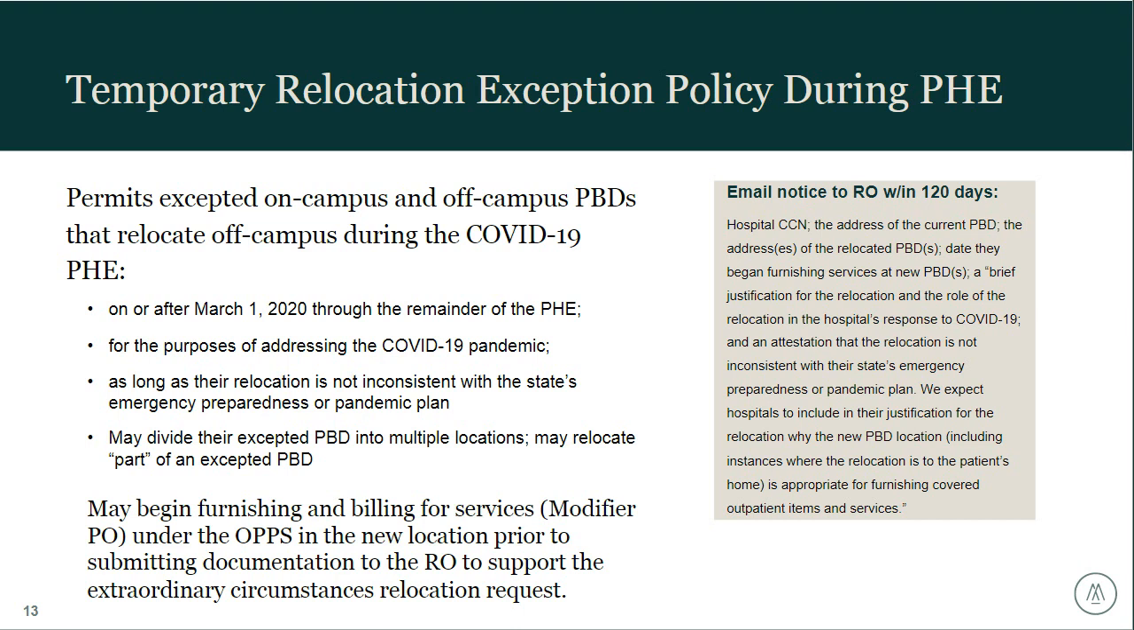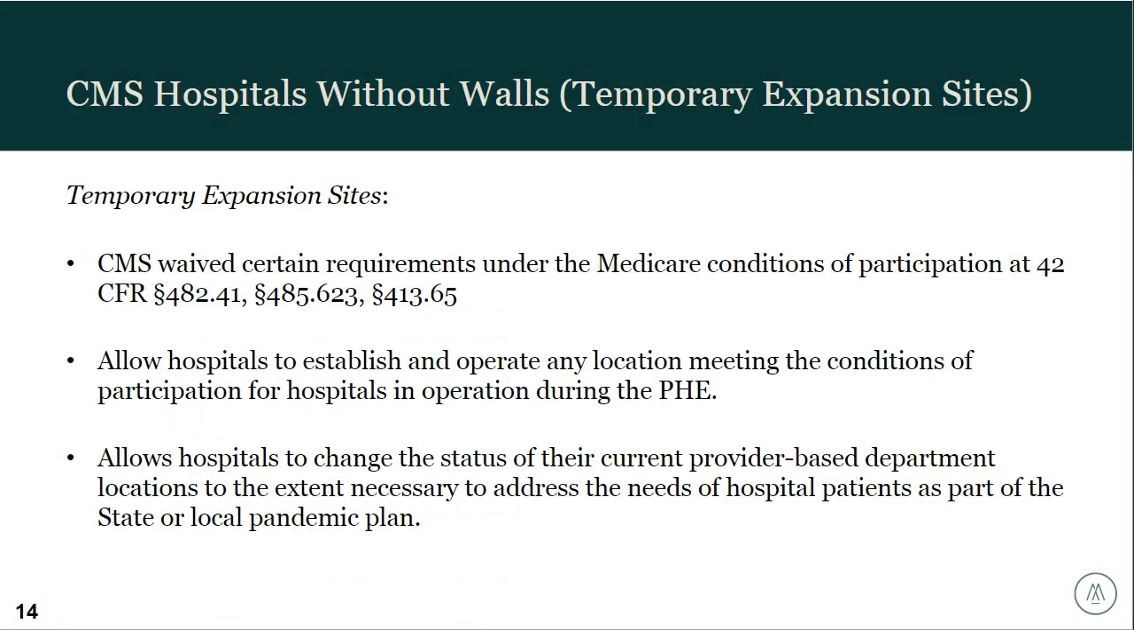But right now, from March 1 until the end of the public health emergency, an accepted off-campus department may relocate and not blow its status, so you would relocate a grandfathered facility. You can relocate it in part, you can divide it and subdivide it, you can leave the existing provider-based department there and create a new one. You don't need a prior approval, and you can still get full OPPS coverage. You just have to give notice to the regional office within 20 days of when you set it up.